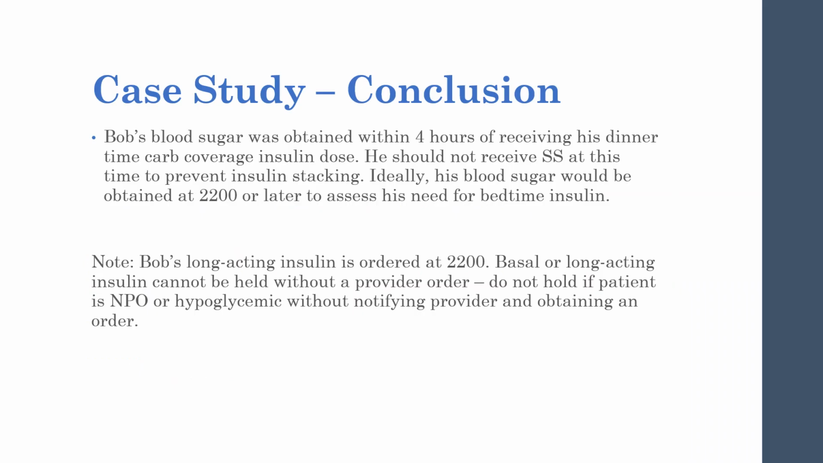Bob's blood sugar was obtained within 4 hours of receiving his dinner-time carb coverage insulin dose. He should not receive sliding scale at this time to help prevent insulin stacking. Ideally, his blood sugar would be obtained at 2200 or later to assess his need for bedtime insulin. You want to ensure that there is 4 hours between the time of the last bolus dose of insulin and the next blood sugar being obtained.